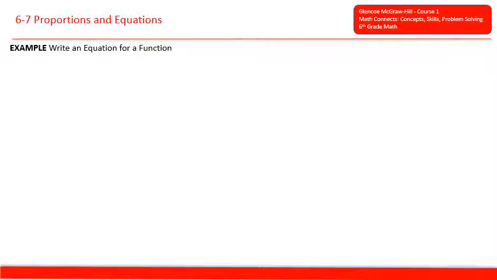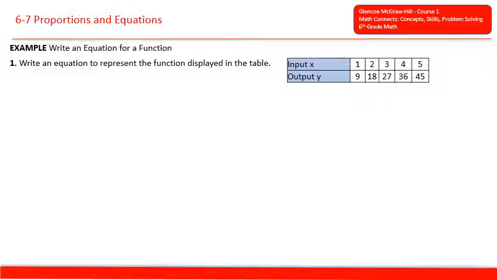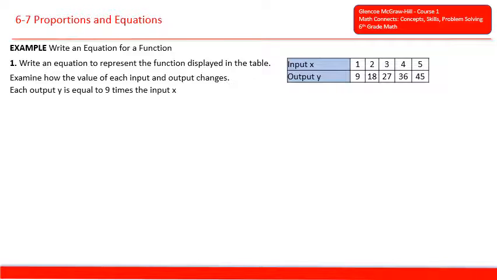Okay, example, write an equation for a function. Number 1, write an equation to represent the function displayed in the table. So we have the input x and the output y. Explain how the value of each input and output changes. Each output y is equal to 9 times the input x. So if we look at the table, the first column says x is 1 and y is 9. So 1 times 9 equals 9. So the equation that represents the function is y equals 9x.